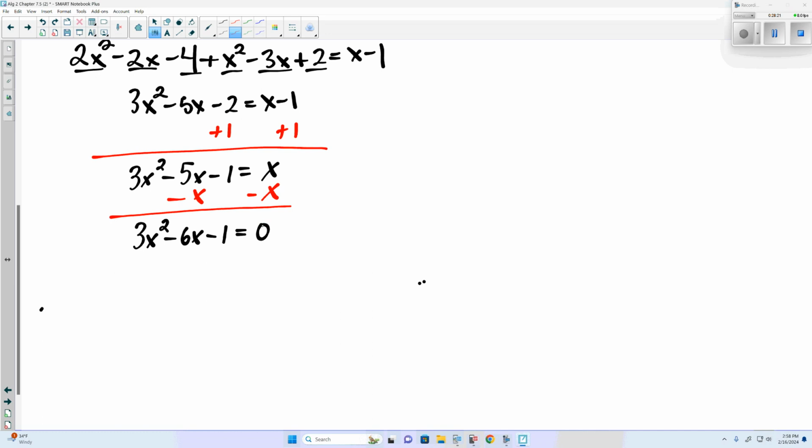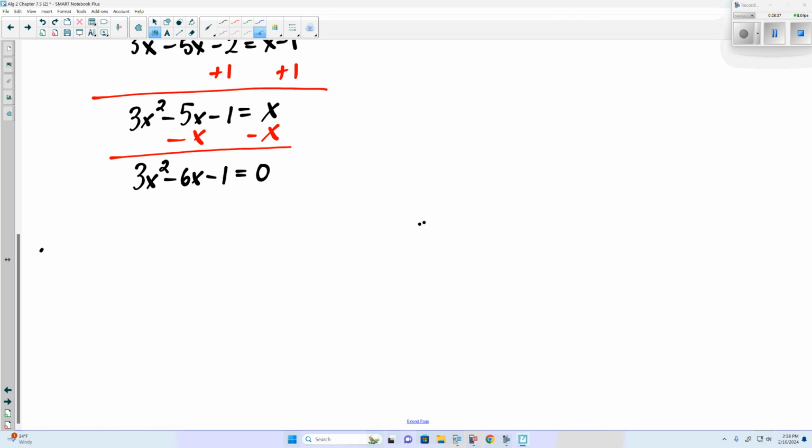And the reason I said that it was factorable, because it was, the 3x squared minus 5x minus 2 is factorable. However, 3x squared minus 6x minus 1 is not factorable. But we can still solve this. The quadratic formula. We have to use the quadratic formula for this here.